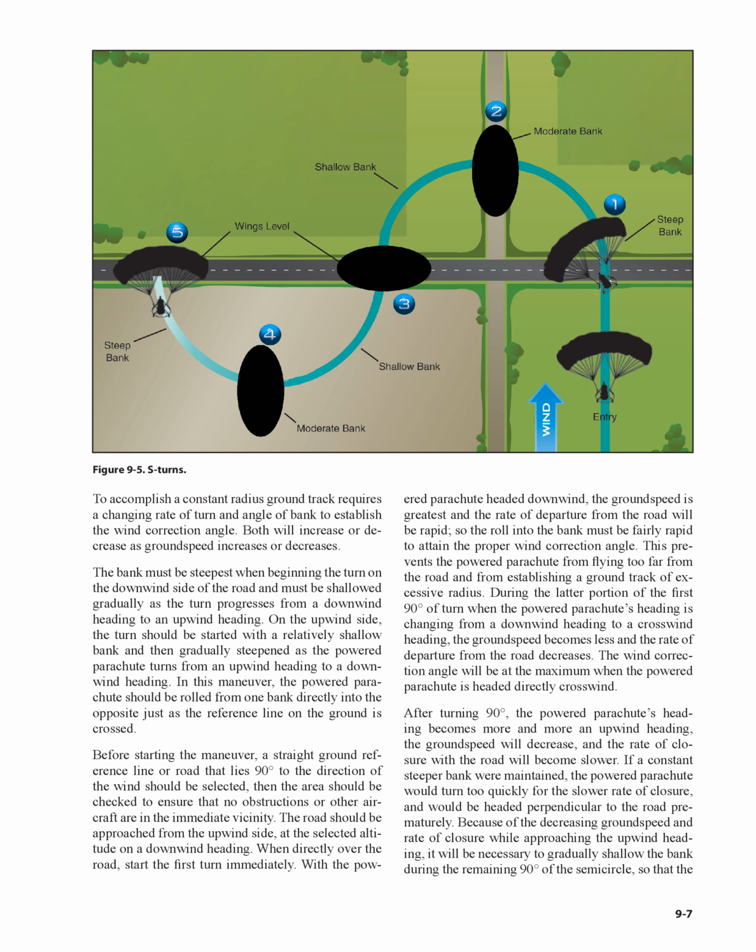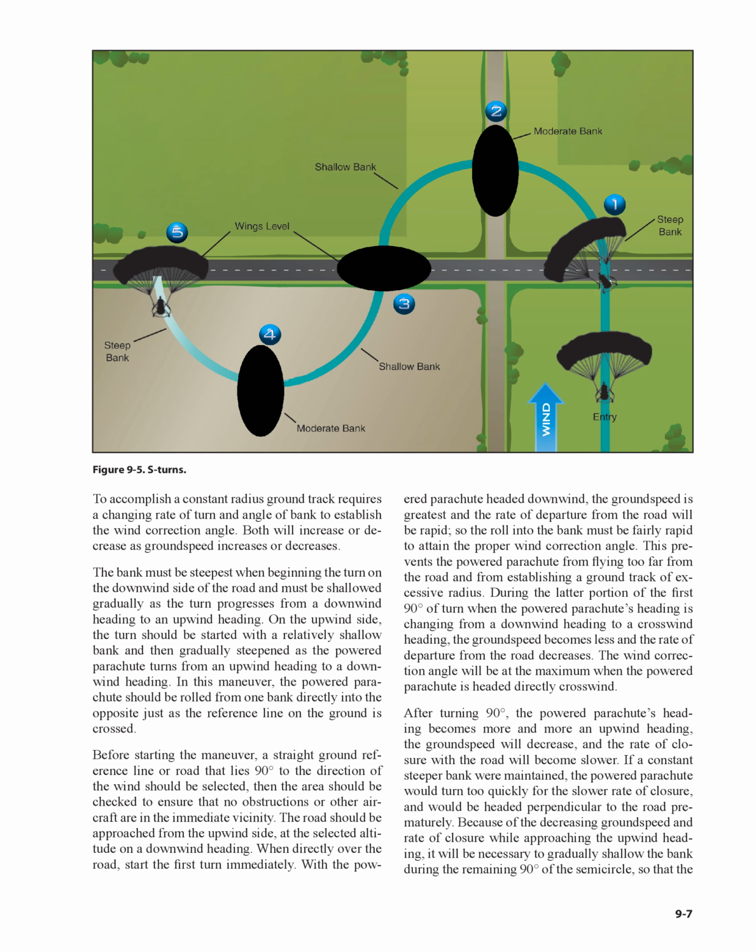Before starting the maneuver, a straight ground reference line or road that lies 90 degrees to the direction of the wind should be selected, then the area should be checked to ensure that no obstructions or other aircraft are in the immediate vicinity. The road should be approached from the upwind side, at the selected altitude on a downwind heading. When directly over the road, start the first turn immediately.